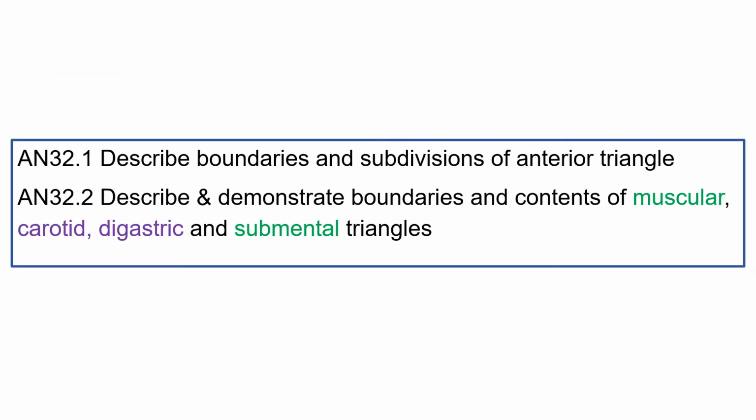So the competencies which we will be covering are: describe the boundaries and subdivisions of the anterior triangle, and describe and demonstrate boundaries and contents of the muscular and submental triangles, which we are going to complete. And we will also start with the carotid and the digastric triangles.